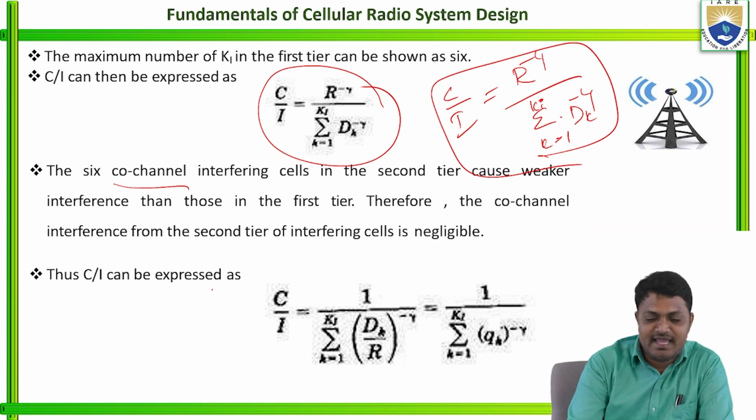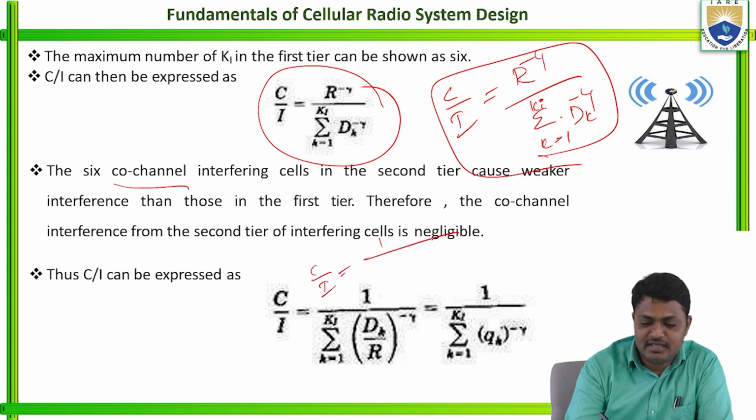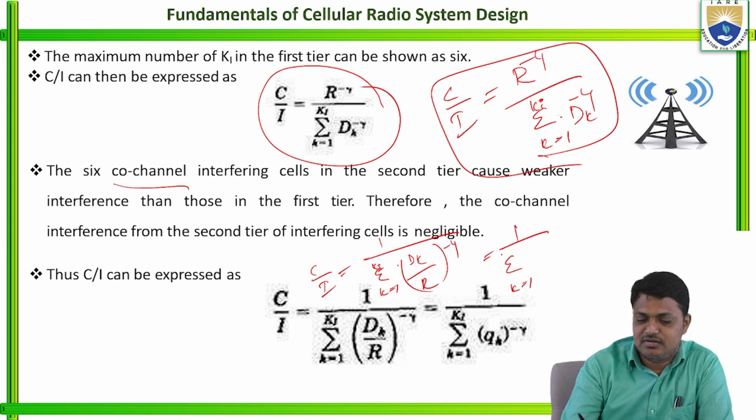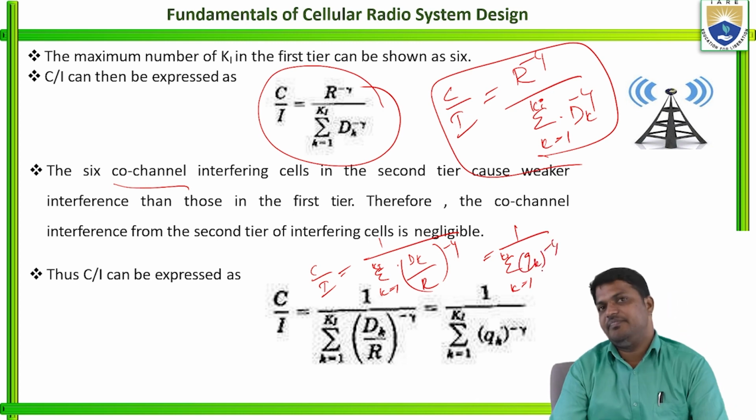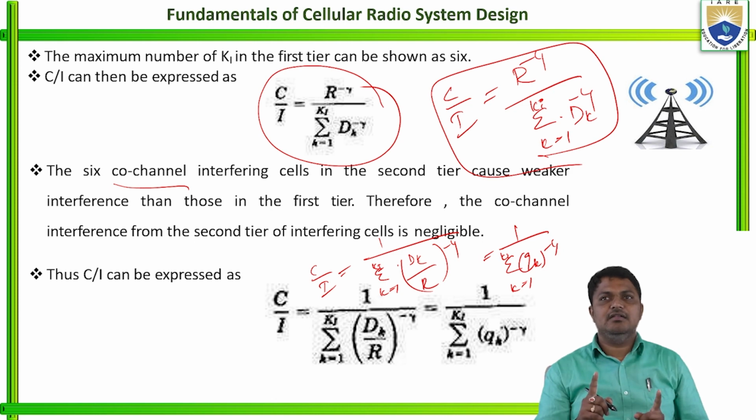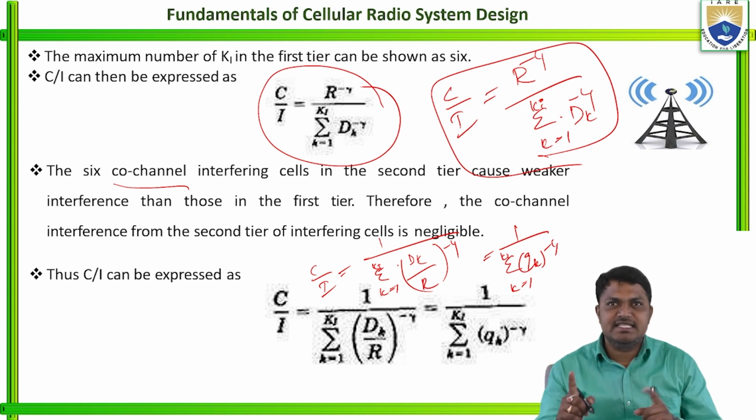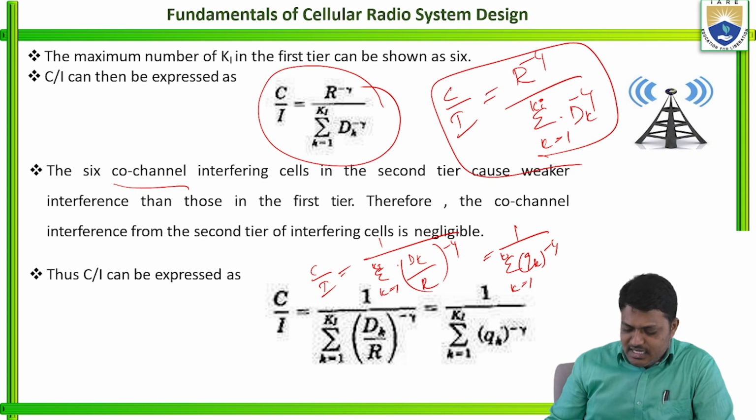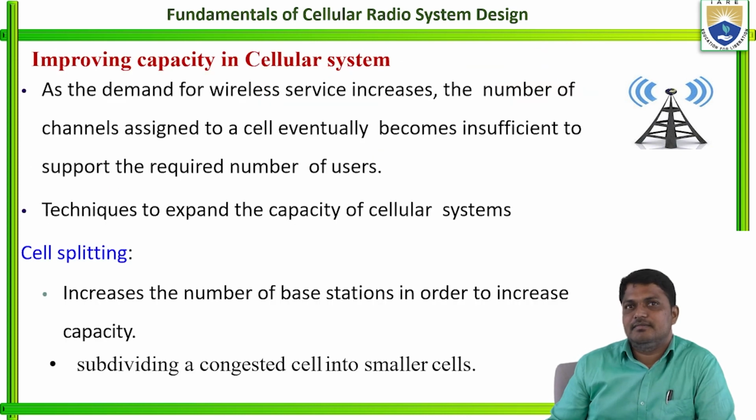Then C by I can be expressed as 1 by the sum over k equal to 1 to Ki of (dk by R) power minus 4, which is also given as 1 by the sum over k equal to 1 to Ki of Qk power minus 4. So this is the equation to calculate C by I when the co-channel interference from the second tier of interference cells is negligible.